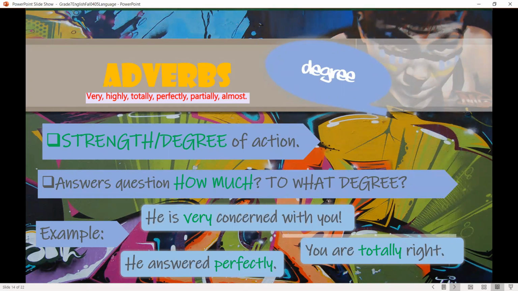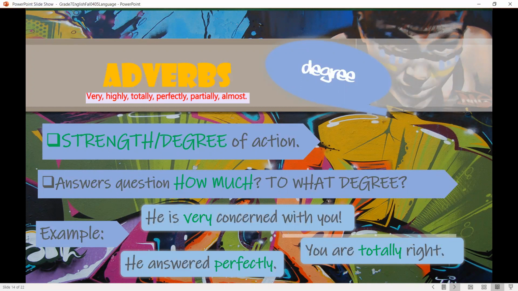Extremely hot, then I've taken the word extreme, which is an adjective, and I've added the ly, and now I have extremely hot. It's also adverbs like very quickly. So when you want to find the degree of something, just ask yourself, well, how much? For example, he is very concerned with you. How much is he concerned? To what degree is he concerned?